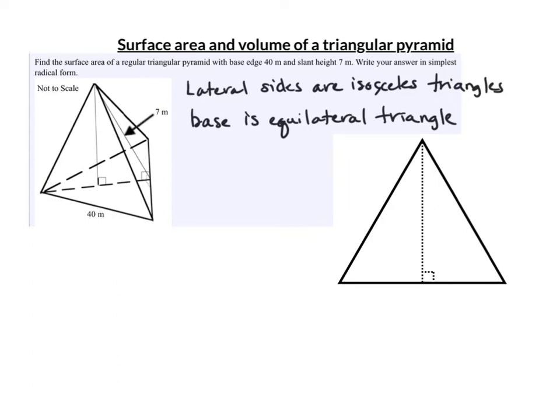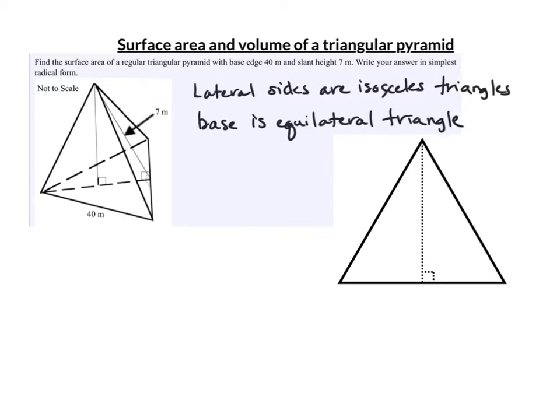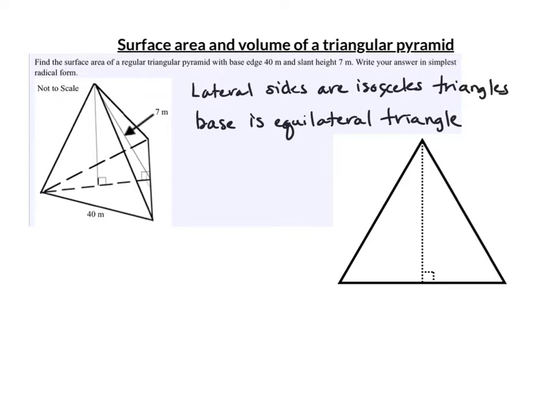The surface area and volume of a triangular pyramid. So the base of this pyramid is an equilateral triangle. It's important that you realize the lateral sides, the up and down sides, are not necessarily, and are not in this case, equilateral triangles. Only the base is an equilateral triangle.